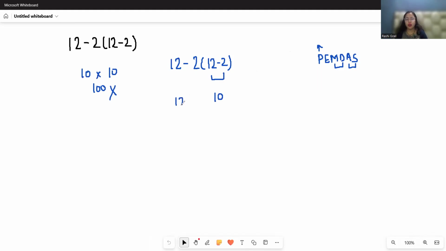Now write the rest of the terms like this. So 12 minus 2, and there is no sign between the number and the bracket, so you have to put multiplication. Now what are the two operations left? Subtraction and multiplication. Now come again to the PEMDAS rule.